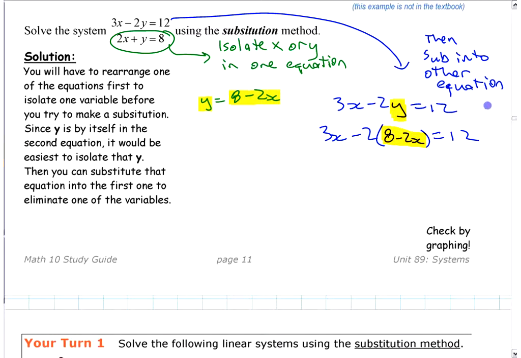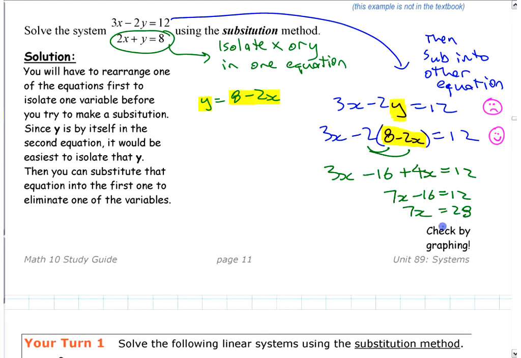What we were talking about last time, you can't solve that because it has 2 variables, but now you can because it has 1 variable. As soon as you substitute, you get rid of a variable, and then you can solve it, right? Now, something might go wrong in the solving process if you forget to look at signs and stuff, but you have minus 16 plus 4x. So you end up with 7x minus 16 is 12. 7x is 28. Or if you divide, x is 4.